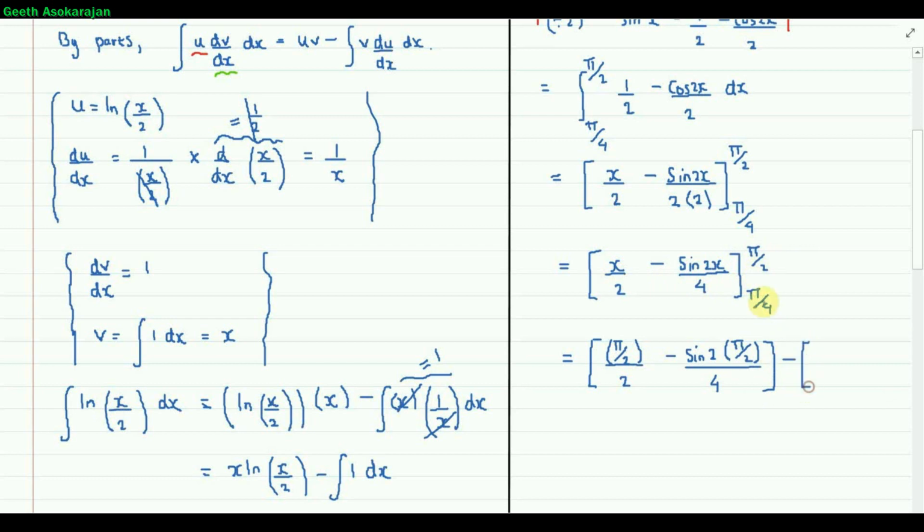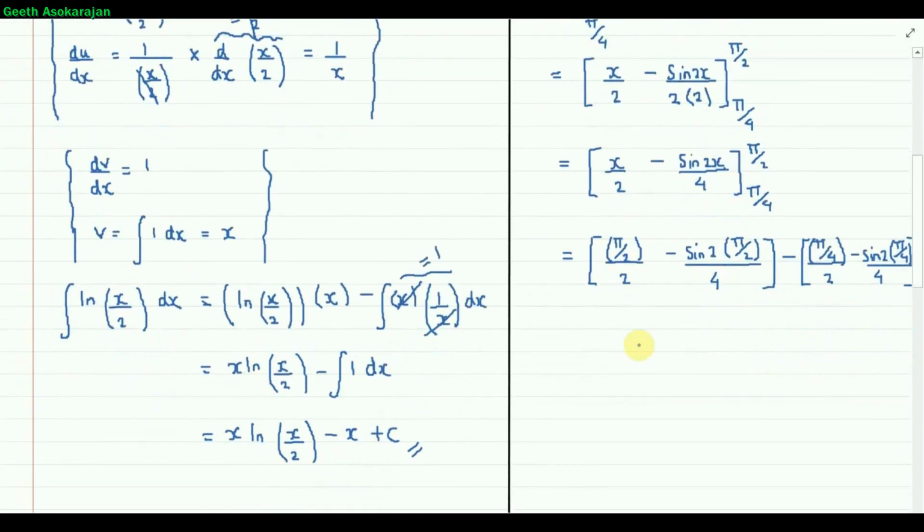Minus, and if I replace the lower limit, pi over 4, replacing these x's by pi over 4, let's carefully do that. We'll have pi over 4 divided by 2 minus sine 2 into pi over 4, close brackets, divided by 4. So that is what you should have upon carefully replacing the limits.